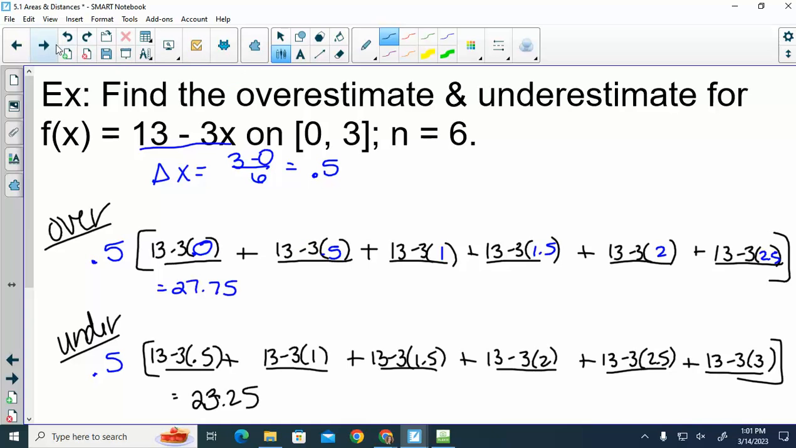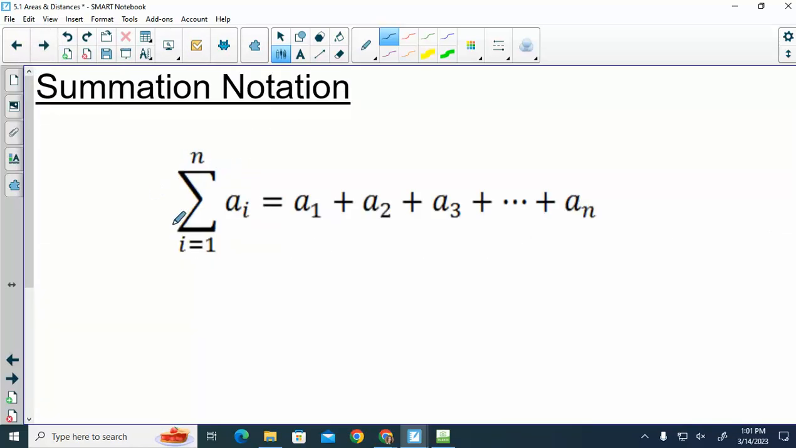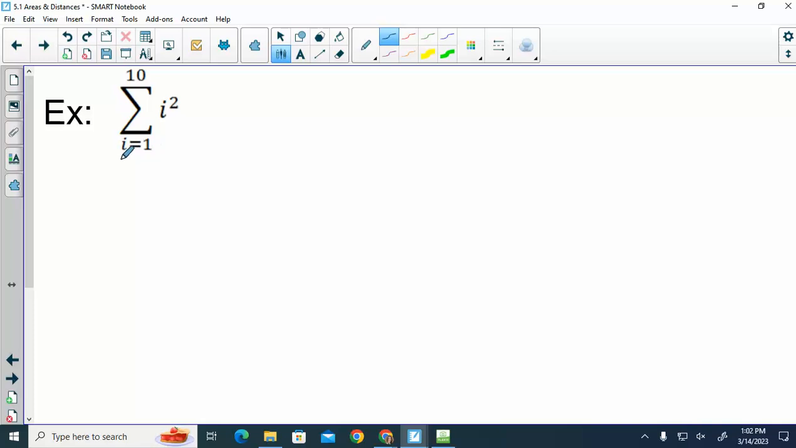So summation notation, it has a sigma, looks like a big E type thing, and it'll say from i equals 1 to n. This is your starting and your ending point, and then what you're adding up. So you're basically adding up all those different terms. So if I said the sum from i equals 1 to 10 of i squared, what do you think I'm adding up? i squared. So the first time i is 1, so 1 squared. And then i just increases by 1 each time. So the next one would be 2 squared, 3 squared, 4 squared. How far do we have to go? 10.